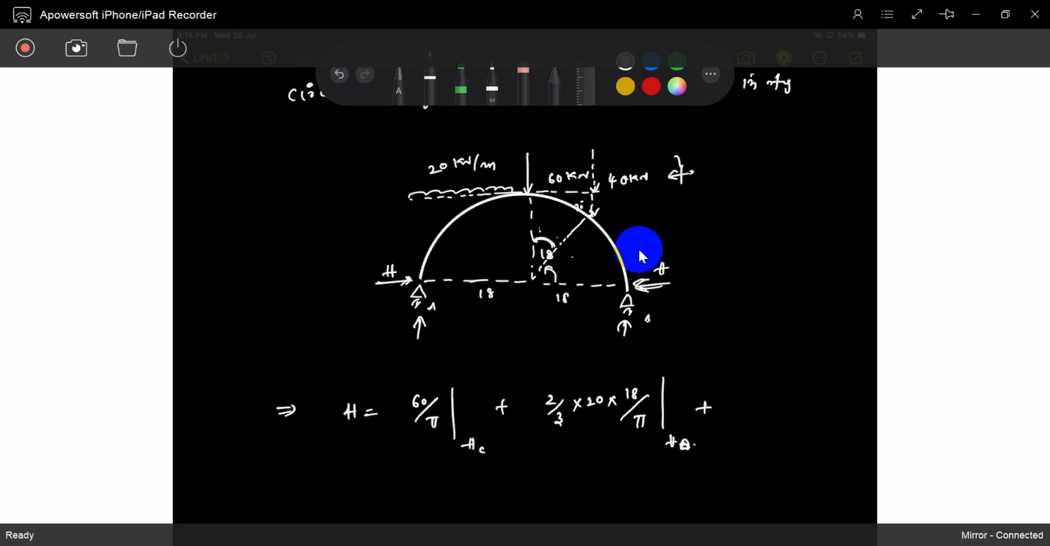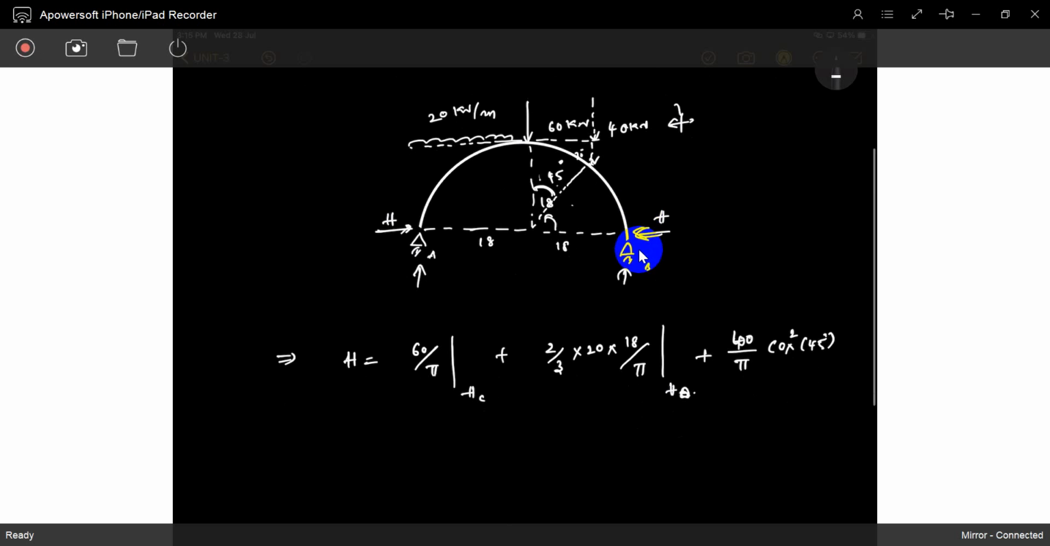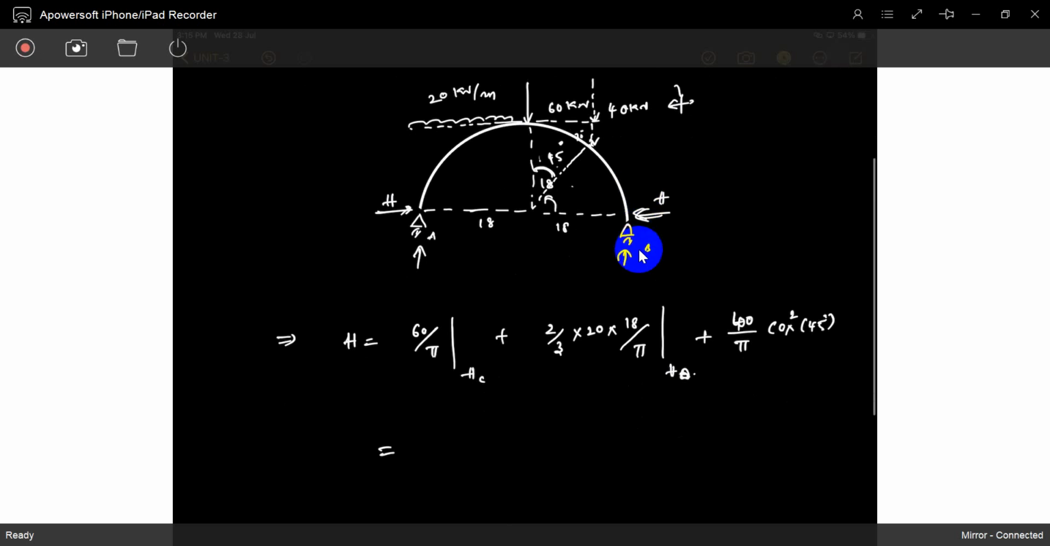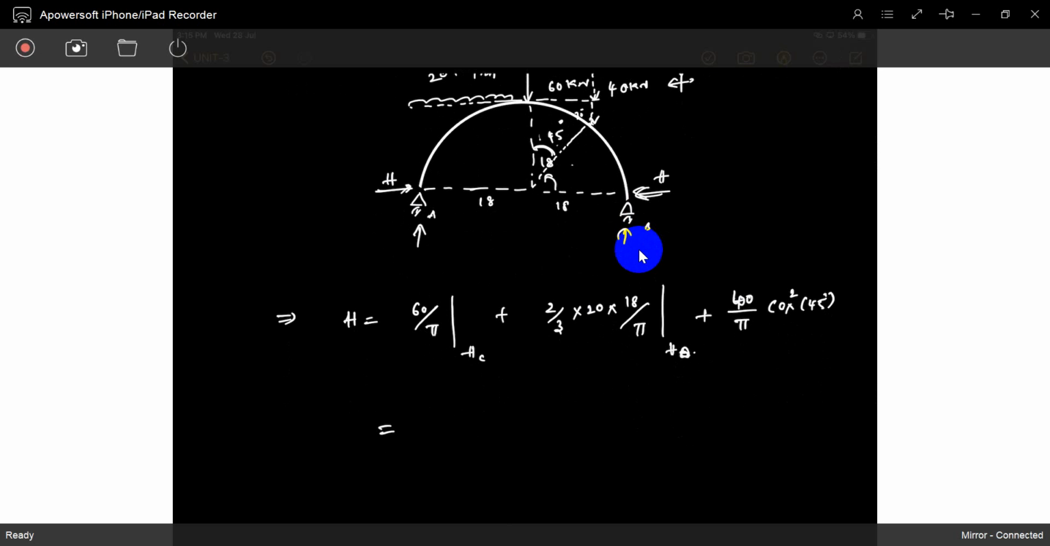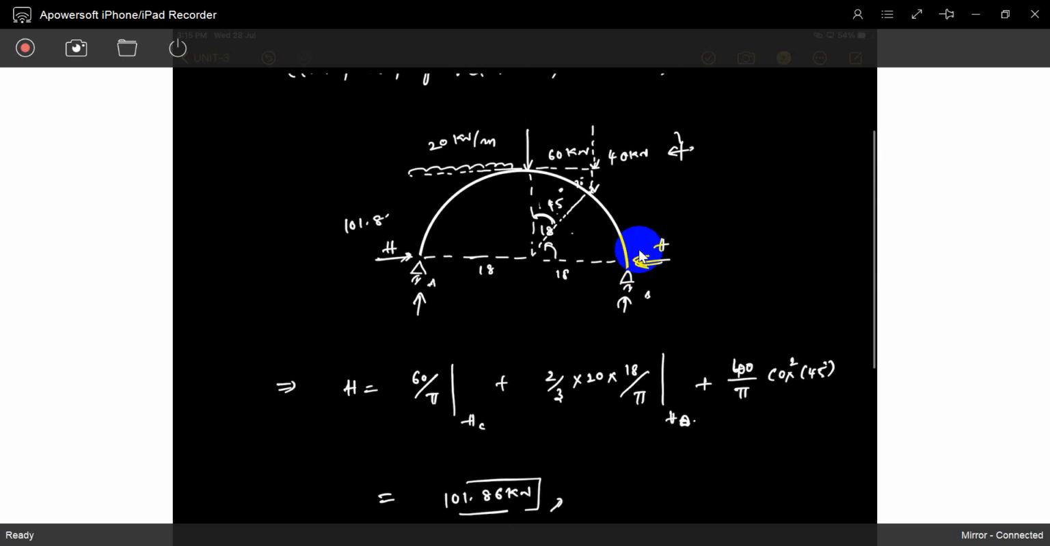Now it's given 45 degrees. So what is that value? W by pi cos square 45 degrees. That's it. W is what? 40. So find out it. You can find out that value is 101.86 kilonewtons. That's it. So H is 101.86 kilonewtons.